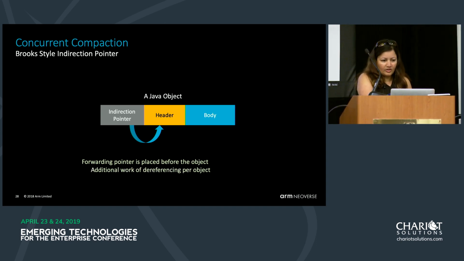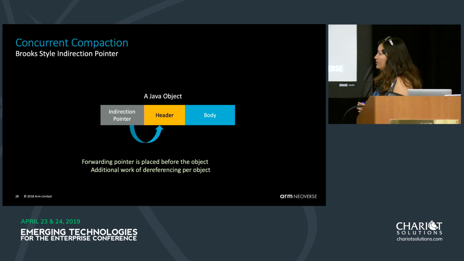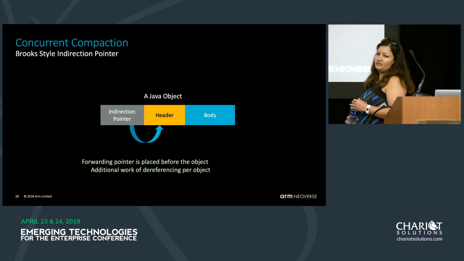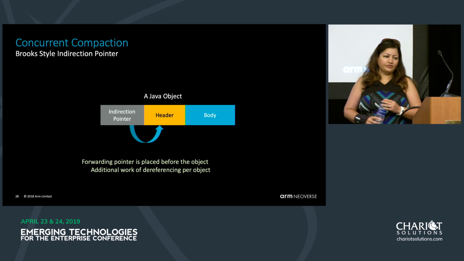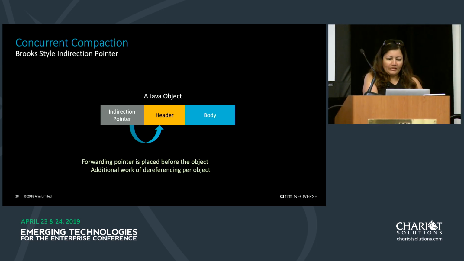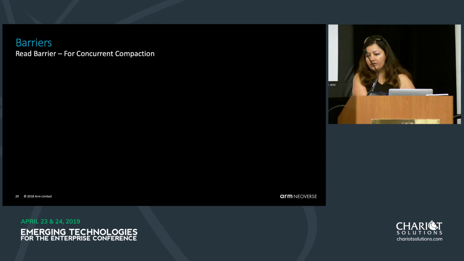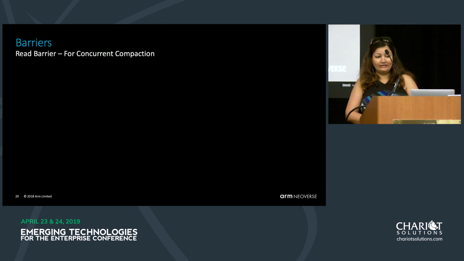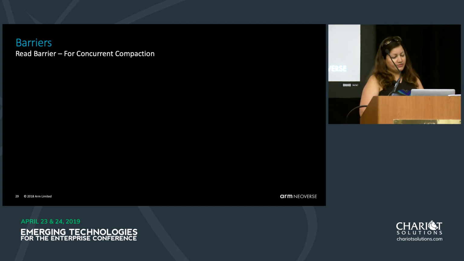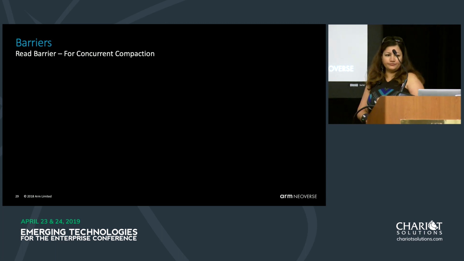Second thing is that every time you're doing additional work of dereferencing that indirection pointer. Okay. So now let's look at read barriers for the concurrent compaction that we've done. Because we're doing concurrent compaction and mutators are mutating, we need some barriers. So Shenandoah does need read barriers.